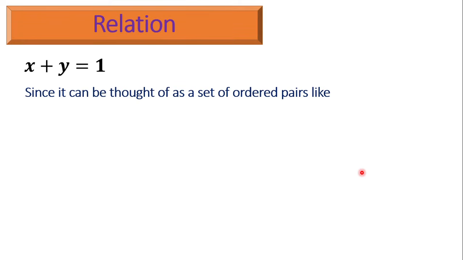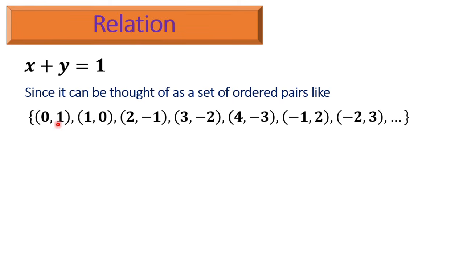So, iayos natin yung ating ordered set. So, we have (0, 1), (1, 0), (2, -1), (3, -2), (4, -3), (-1, 2), and (-2, 3). Ito mga to, nanggaling doon sa kinumpute natin for the value, nag-assign tayo ng value ng x, na-solve natin value ng y, di ba?